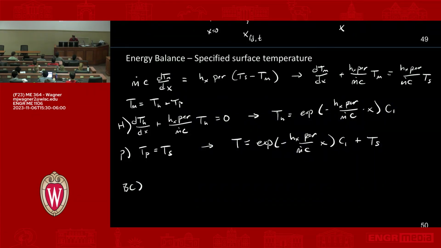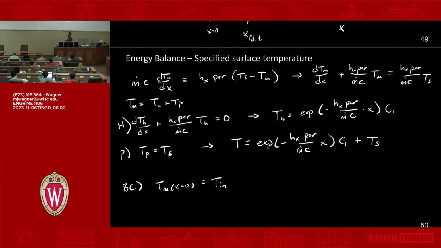So Tm is the thing we care about. We care about it probably at the entrance. So what would our boundary condition be in Tm? It's just going to be the inlet temperature, right? The inlet free stream temperature. So let's call that Tm at x equals 0 is equal to T in.